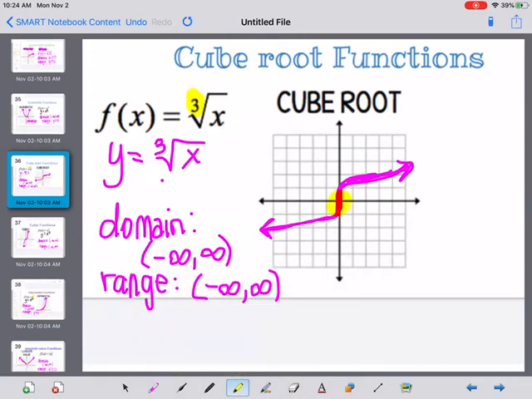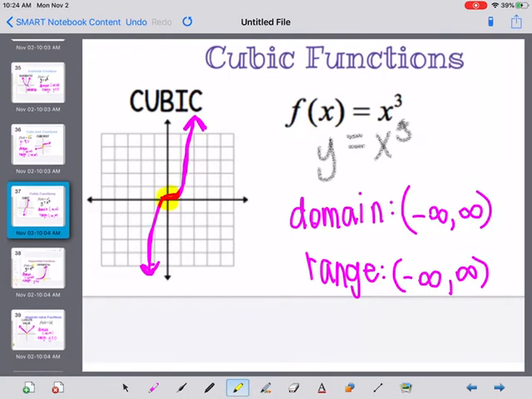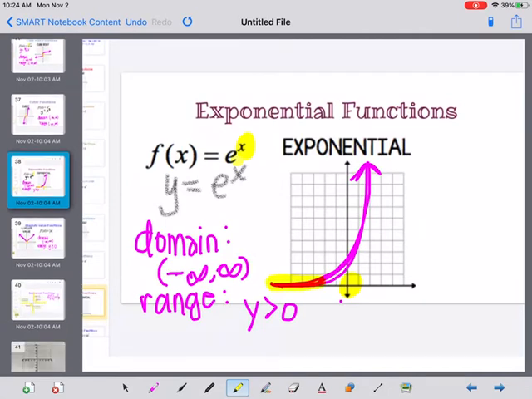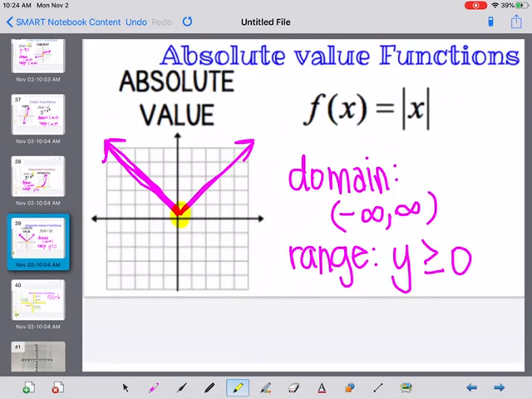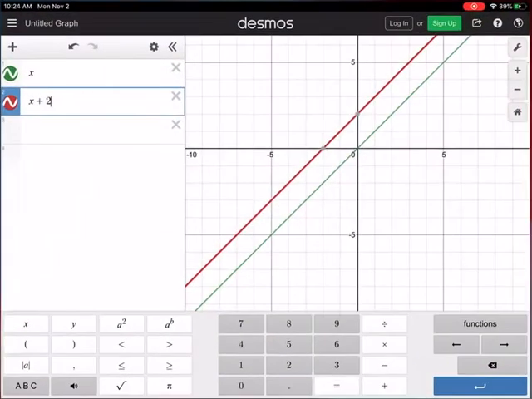So they all start at 0 or go through 0. Cubic also goes through the origin. Exponential starts at 0 but does not cross at 0. Absolute value starts at 0 with the absolute value bars. And reciprocal is your fraction that has the two different lines. So let's go through Desmos.